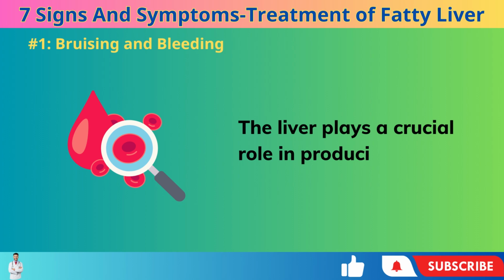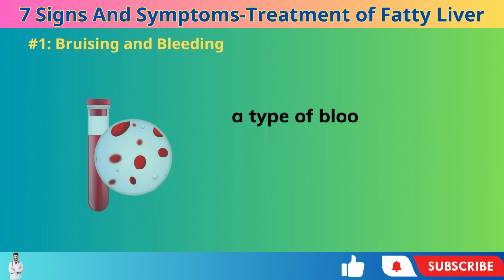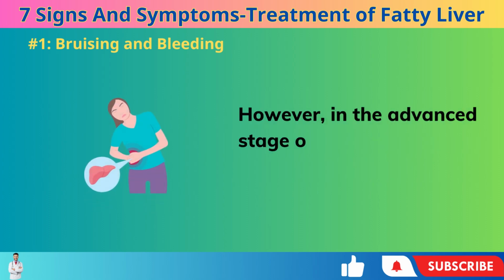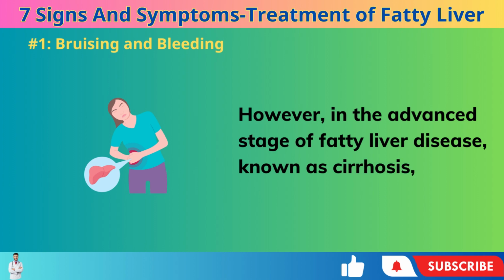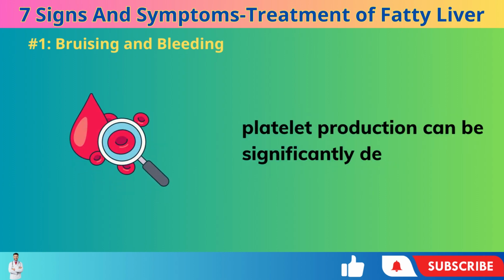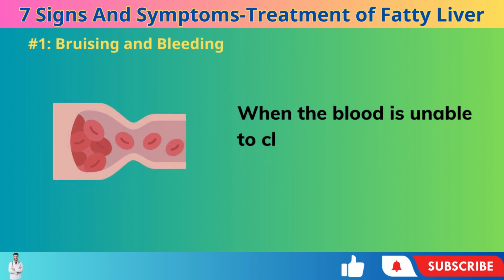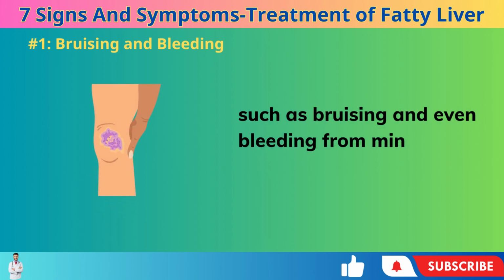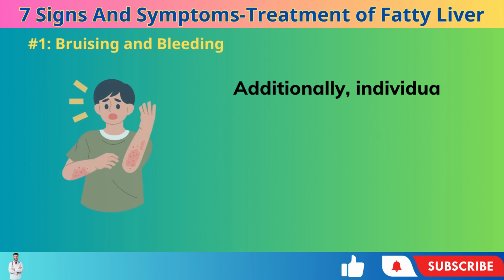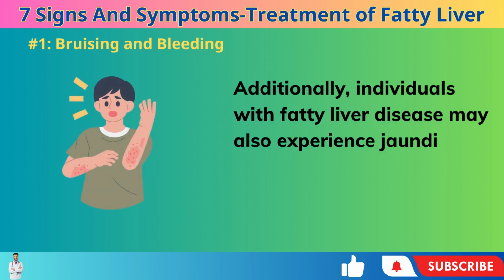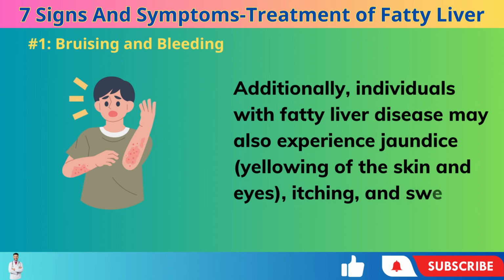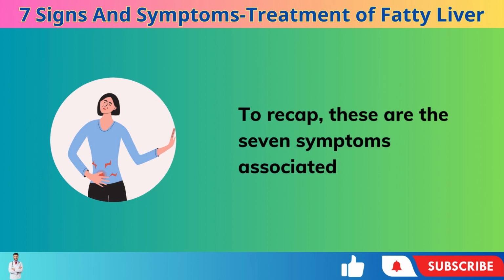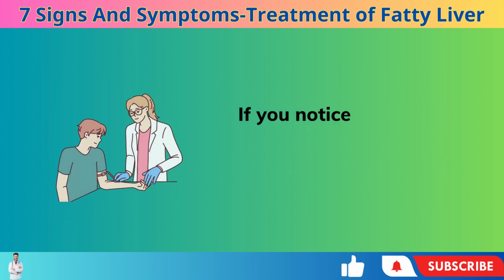Number 1. Bruising and bleeding. The liver plays a crucial role in producing platelets, a type of blood cell responsible for clotting and stopping bleeding. However, in the advanced stage of fatty liver disease, known as cirrhosis, platelet production can be significantly decreased. When the blood is unable to clot effectively, it can lead to symptoms such as bruising and even bleeding from minor injuries. Additionally, individuals with fatty liver disease may also experience jaundice, yellowing of the skin and eyes, itching, and swelling. To recap, these are the 7 symptoms associated with fatty liver.